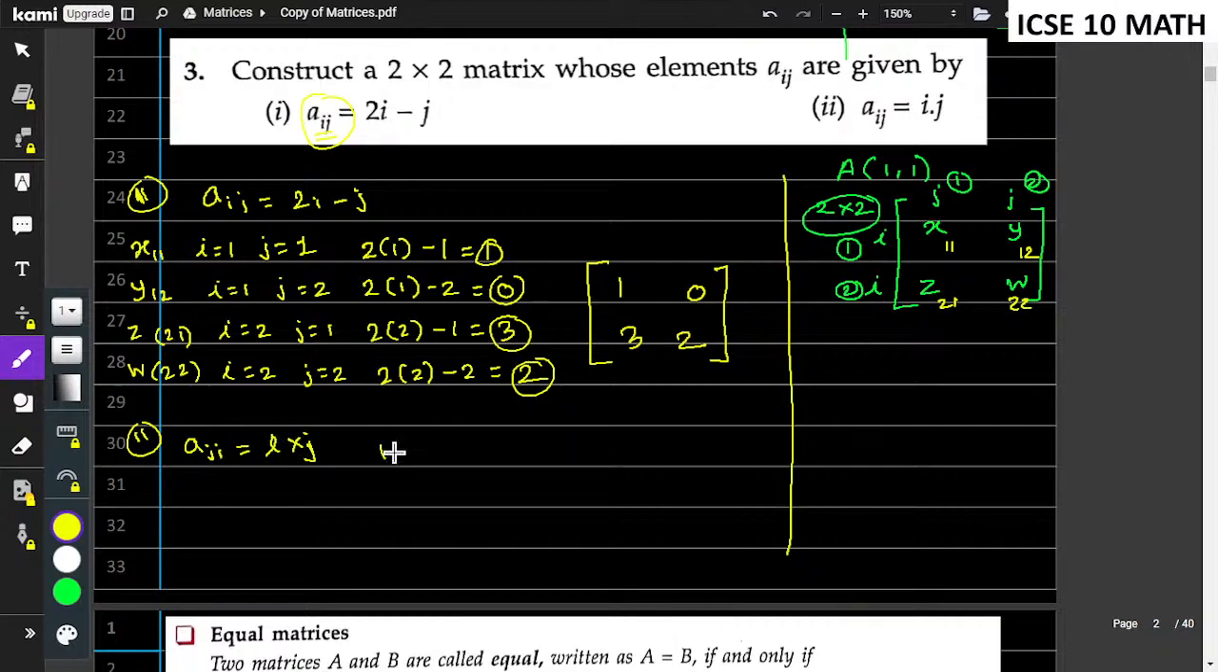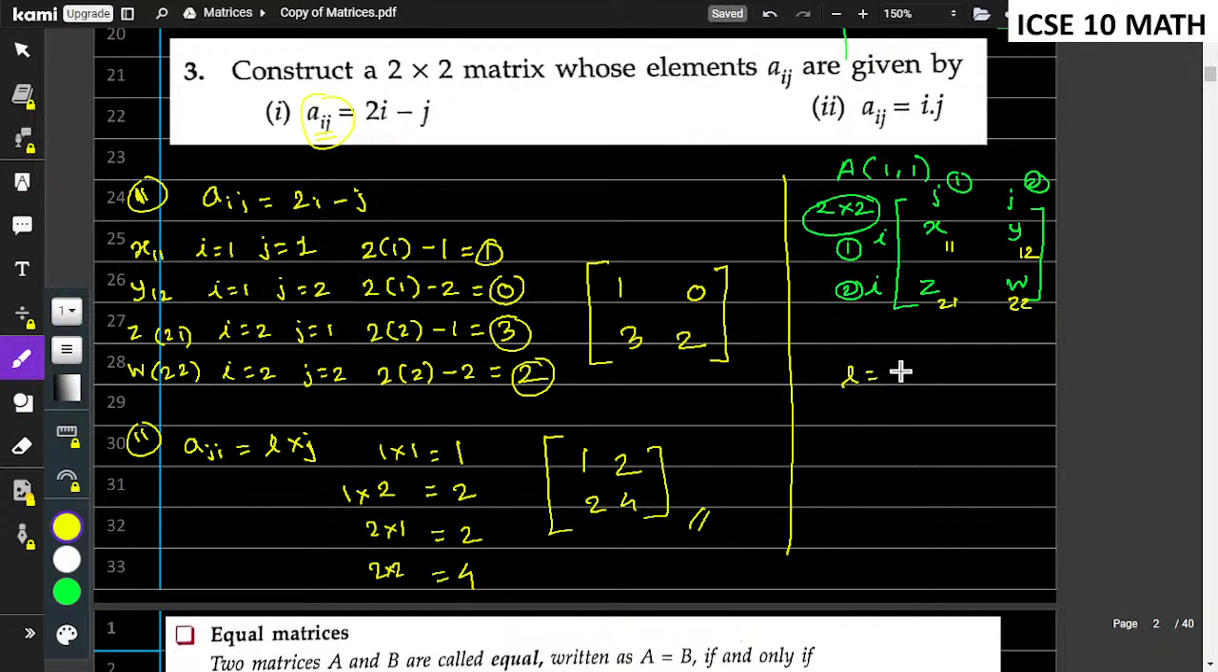Right. So what do you have? 1 into 1, 1 into 2, 2 into 1 and finally 2 into 2. So 1 into 1 is 1, 2 into 2 is 4, again 2, 2. So these are the 4 elements. How are they arranged? 1, 2, 2, 4. So this is the answer. Alright? Isn't it easy? So i is for rows and j is for columns.